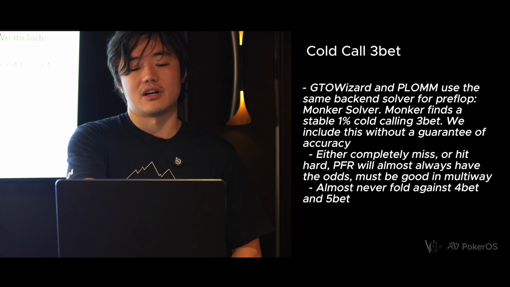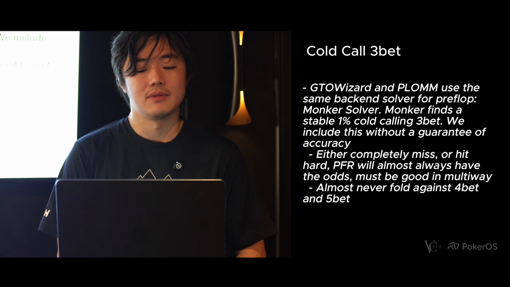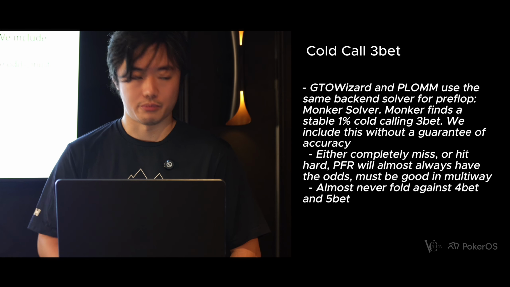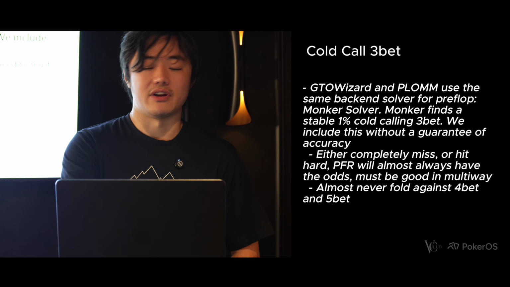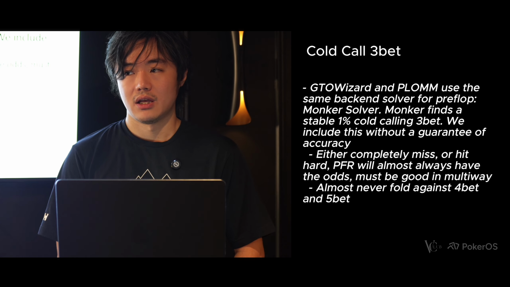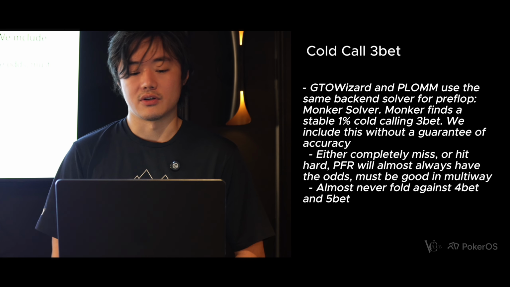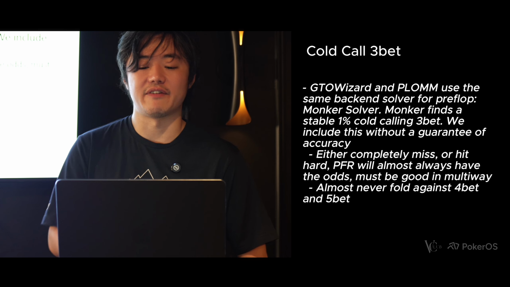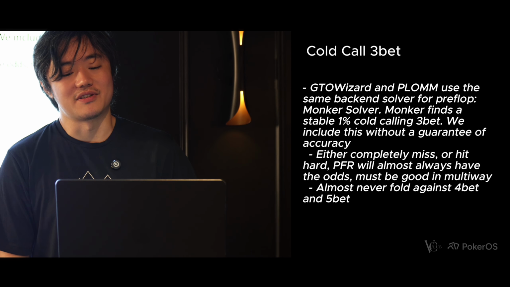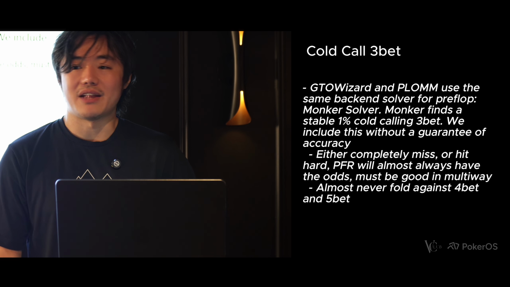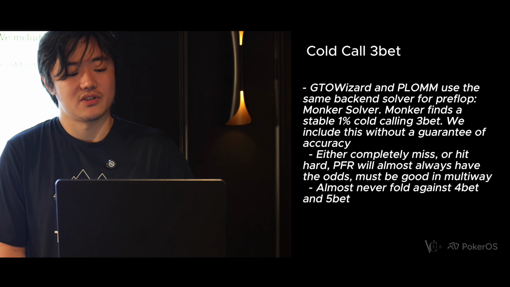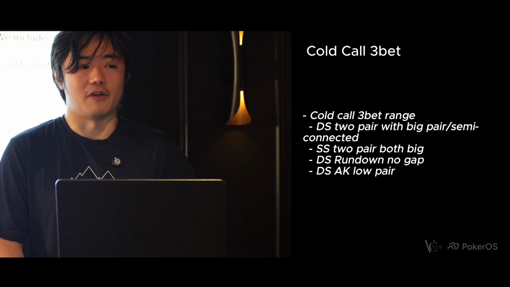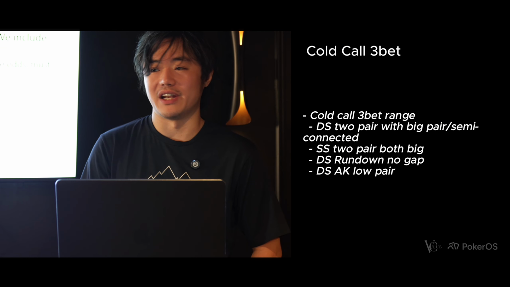So both GTO Wizard and PLO Mastermind are using the same backend solver. They're using Monker solver for preflop. GTO Wizard has their own postflop solving, but preflop, they're still using Monker. So both are giving you the same chart. For this specific chart, we can find a very stable 1% cold call. Someone 3-bets, you cold call. So here, we're including it only for fun. You can safely remove it if you don't like.